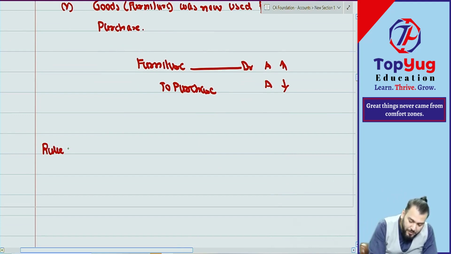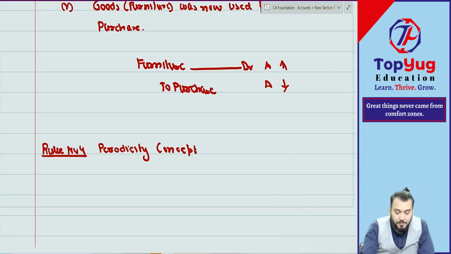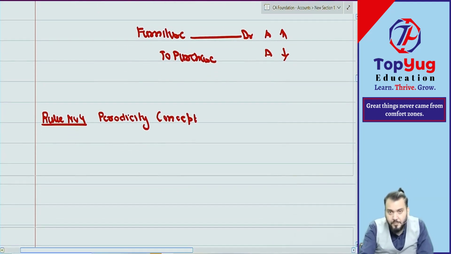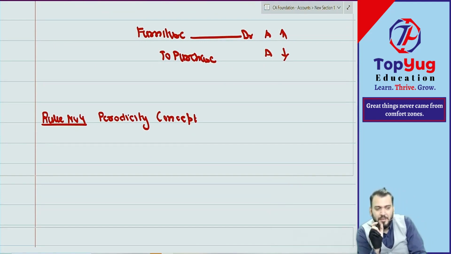Write down rule number four. So which rule, sir? The rule is what? Periodicity concept means there is some accounting period. Accounting period. From that, the name comes: periodicity concept.